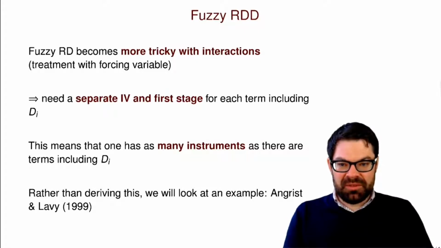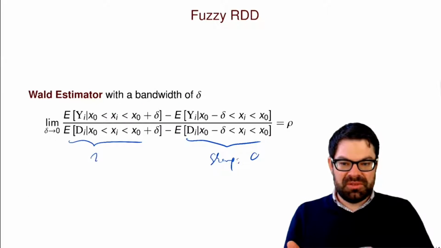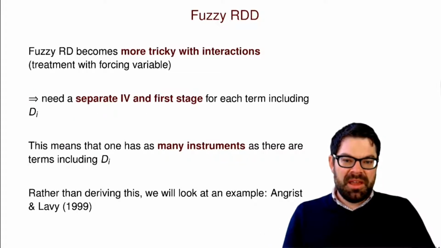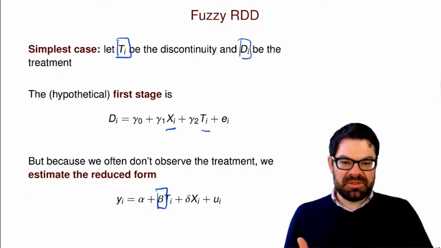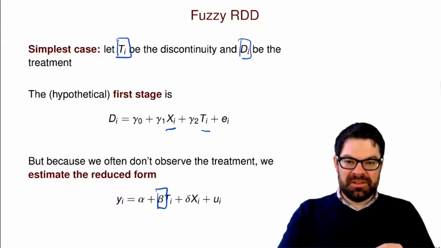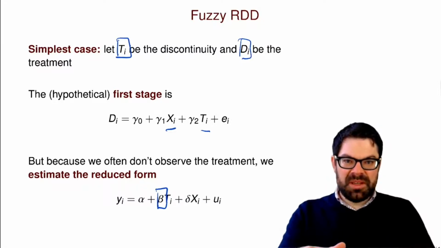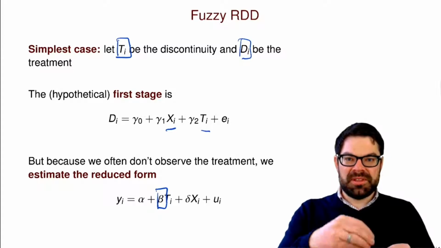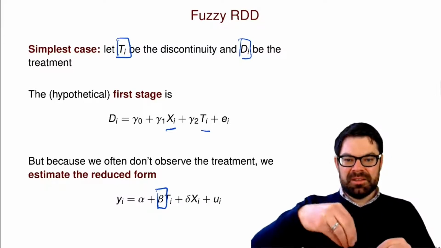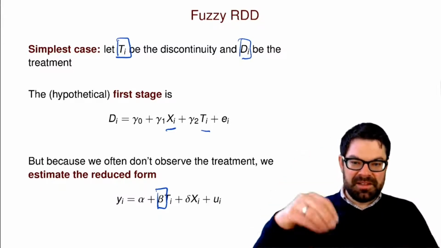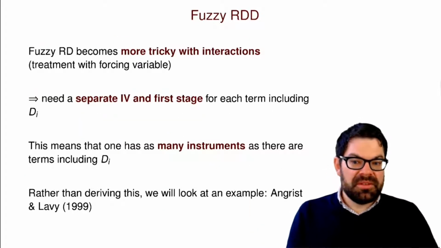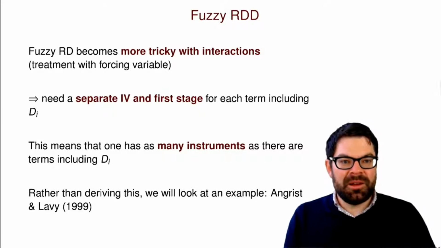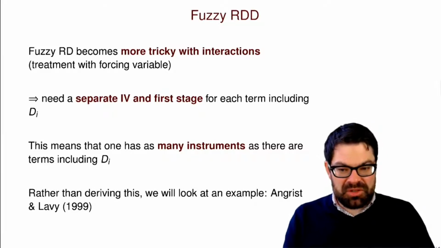In order to estimate that Wald estimator with a two-stage least squares approach, you would not only need to have an instrument for the treatment, but you would also need a separate instrument for every term that is interacted with the treatment. That can be done, but it's a bit harder.